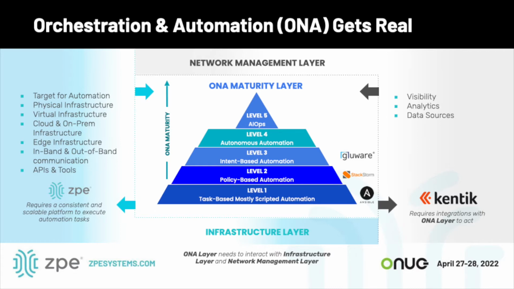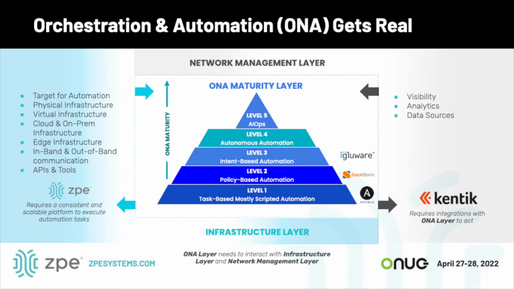So without the data, events, and analytics which the network management layer can provide to the automation layer, it will never be able to perform any actions. On the other side, without the infrastructure layer, the ONA layer has nothing it can react upon. Essentially, the infrastructure layer provides you with your targets for your automation.